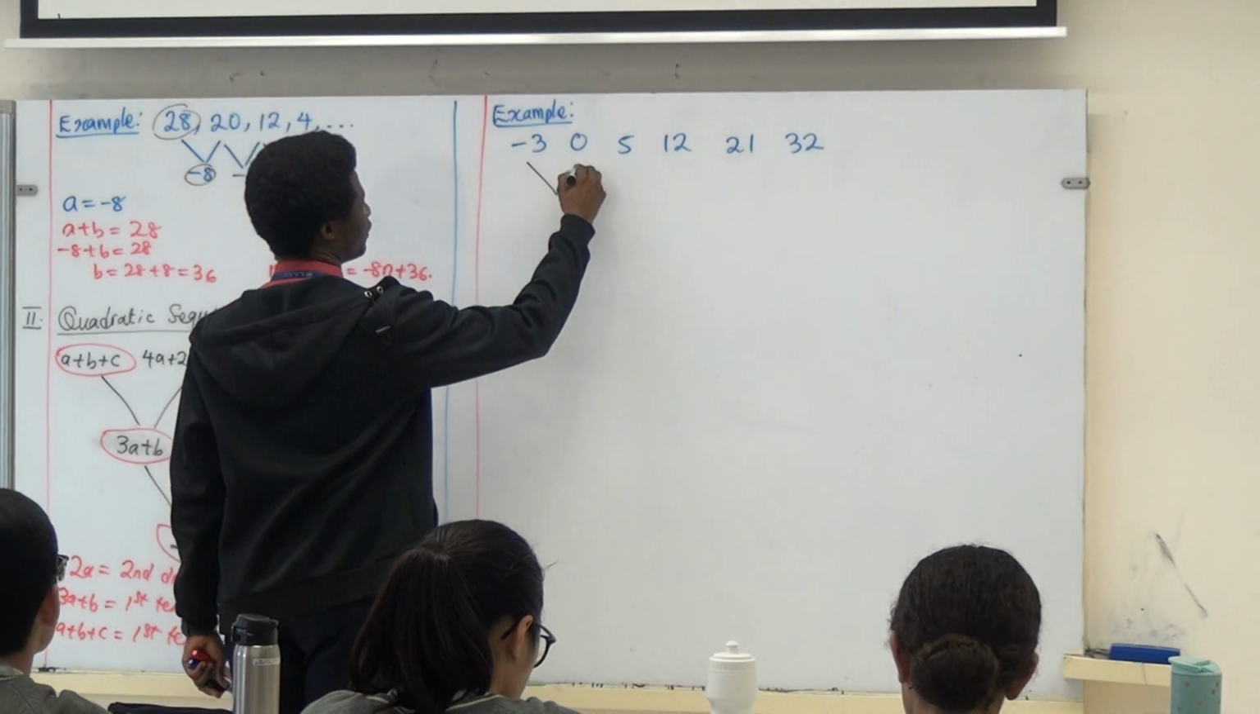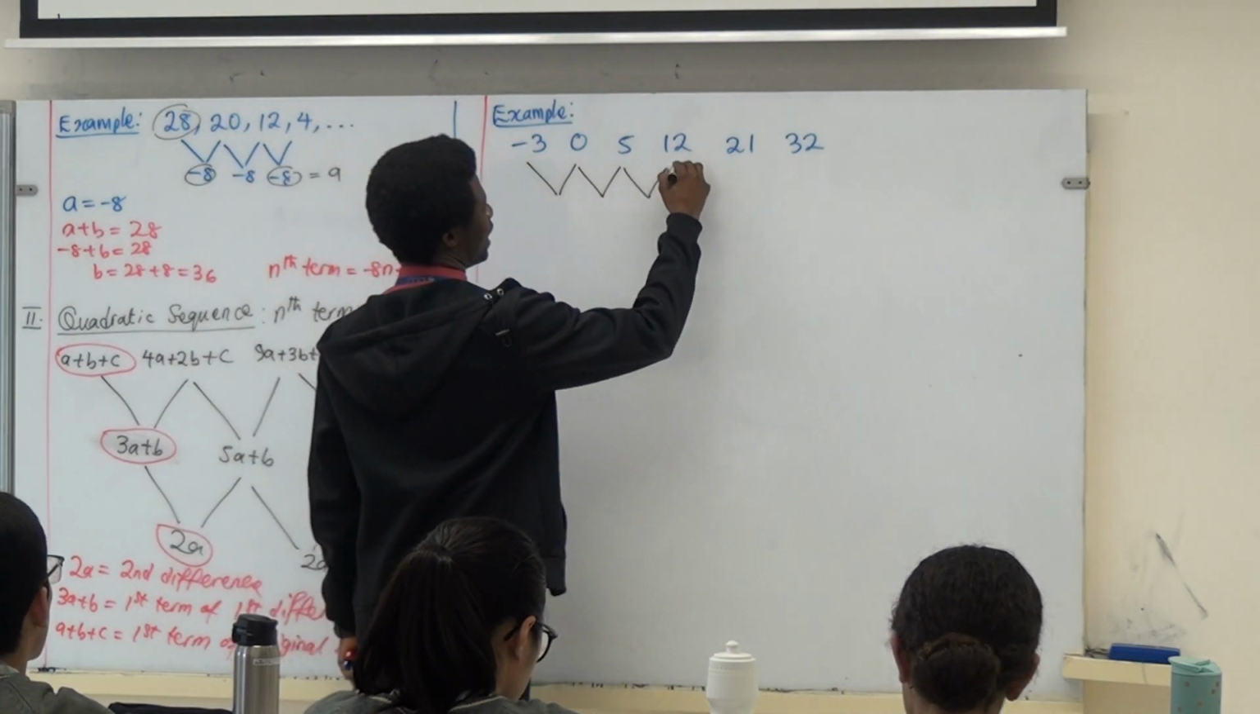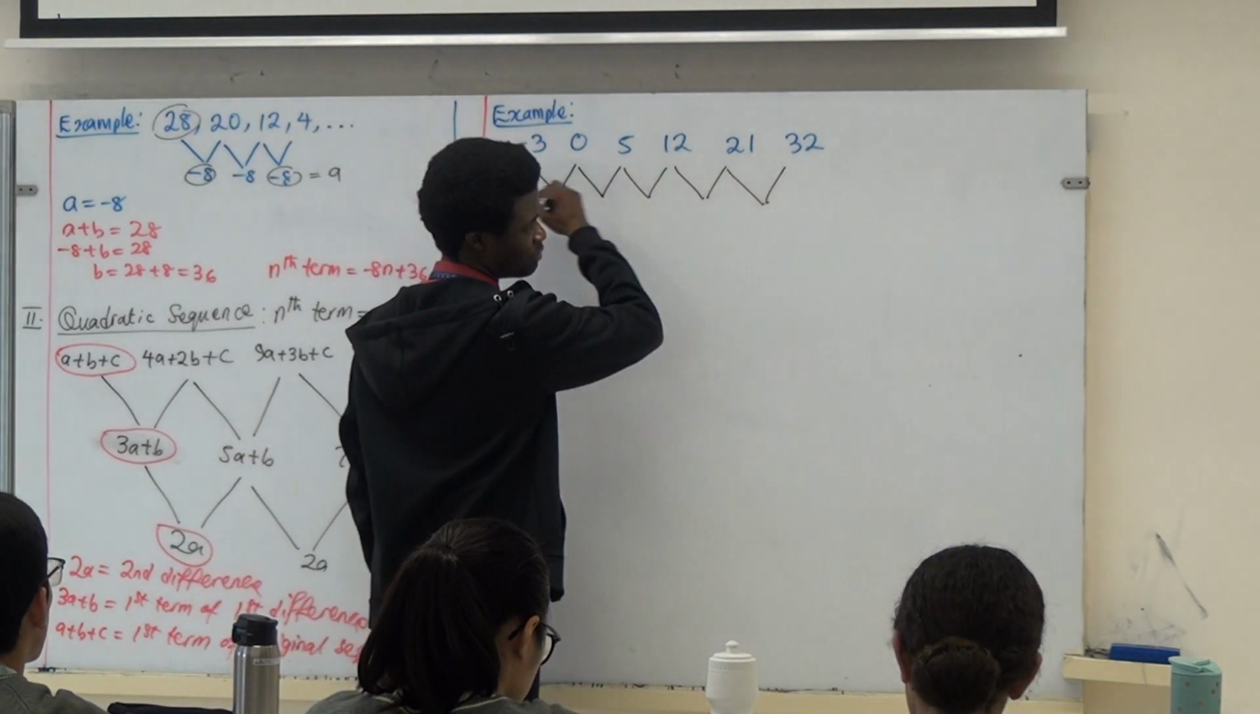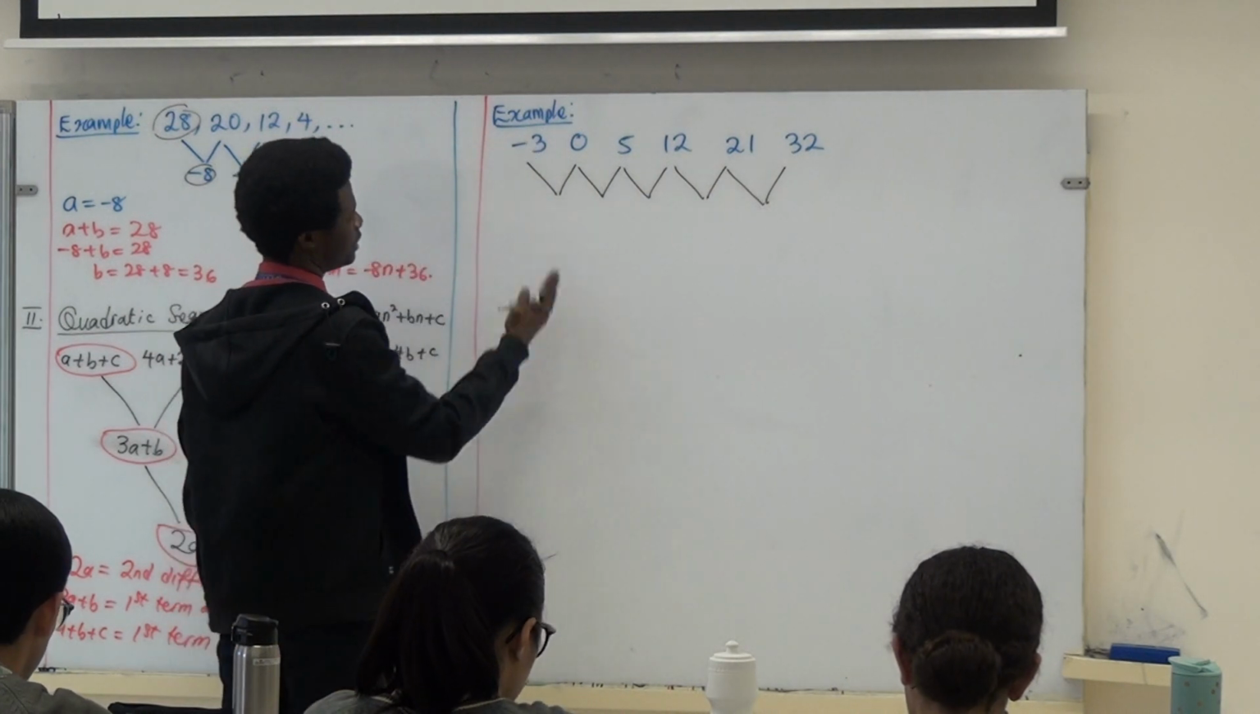So, first thing first, you get as many differences as possible. You don't have to get all of them. But you need maybe 4.